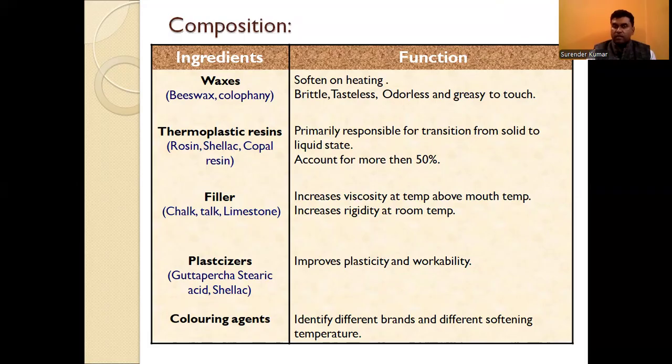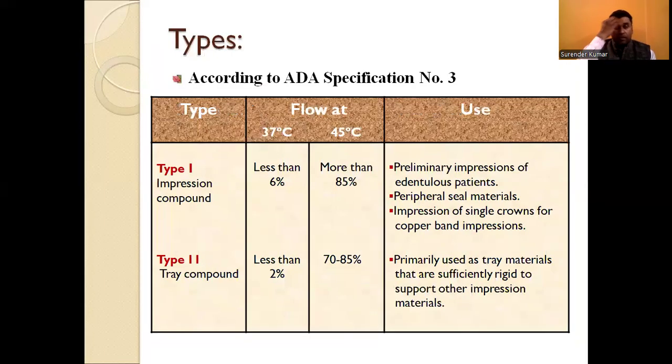There are other thermoplastic resins like rosin, shellac, and copal resins. They are primarily responsible for transition from solid to liquid state. Fillers are also added to increase the strength and rigidity at room temperature. Plasticizers are added, like stearic acid and gutta-percha, to improve the plasticity and workability, to make them basically plastic and soft, and certain coloring agents. Now, there are two types according to ADA classification.